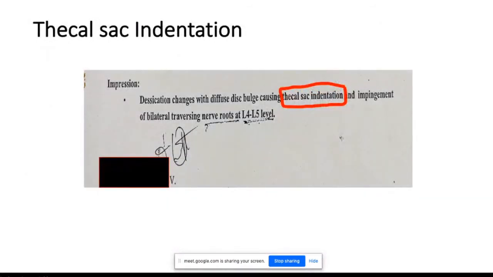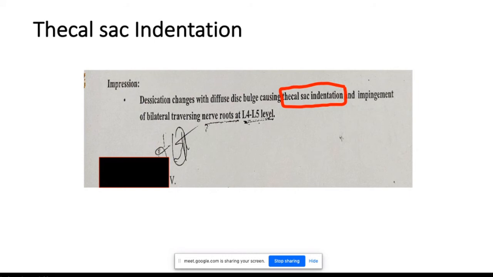So you can read this complete report. Desiccation changes with diffuse disc bulge causing thecal sac indentation and impingement of bilateral traversing nerve roots at L4 and L5 level. So thecal sac indentation has a direct relation with the traversing nerve roots, and the level he is telling is L4 and L5 level. So this is about the outer covering of the spinal cord, which is getting pressured, or getting a kind of force exerted by the intervertebral disc, and hence it shows its symptoms.